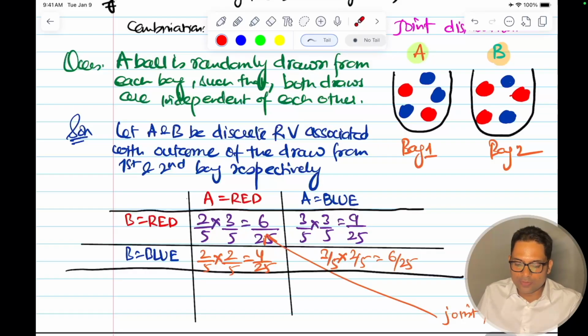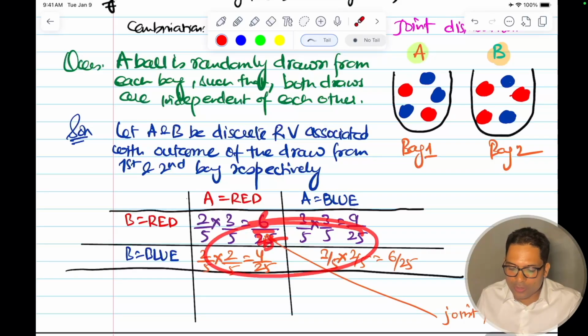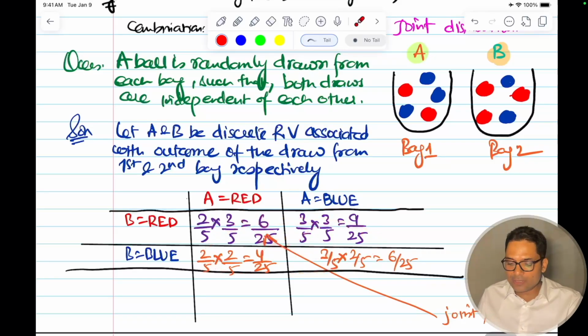A represents the draw from the first bag, and B represents the draw from the second bag. So the first bag can have a red ball, the second bag can have a red ball, and so on, all 4 combinations. For the first red and second red combination we calculated this probability, 625, and similarly we calculated for all 4 combinations. This gave us the joint distribution for all the possible combinations. So we understood what joint distribution is.